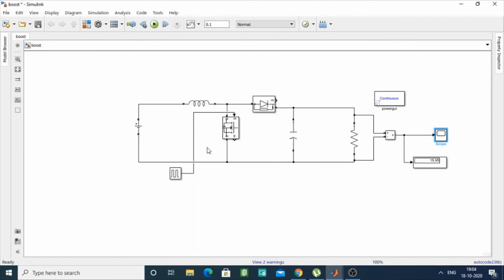So this was all about a boost converter. It is a very simple circuit diagram.